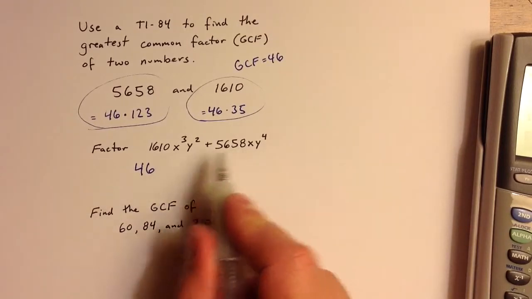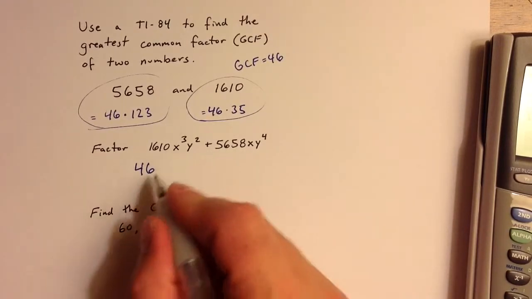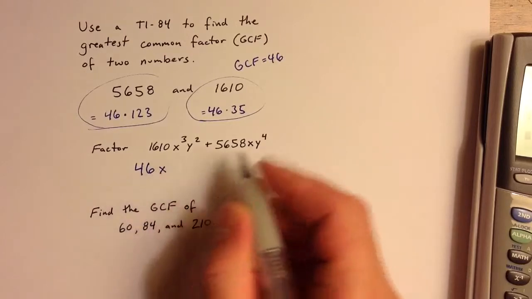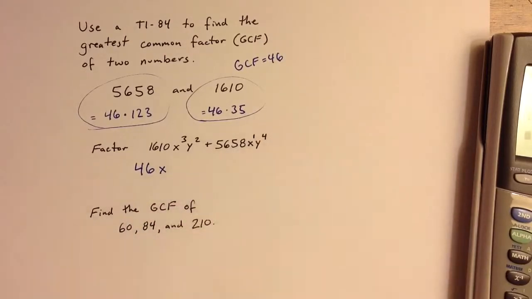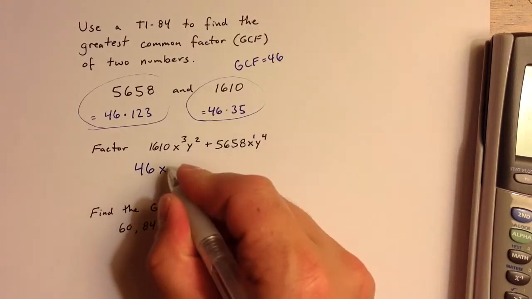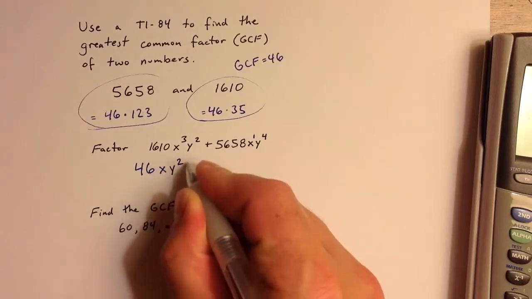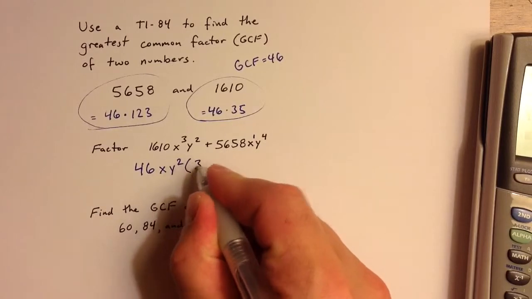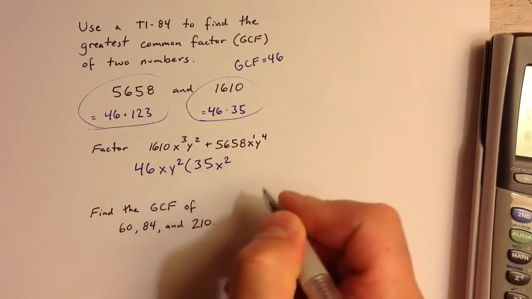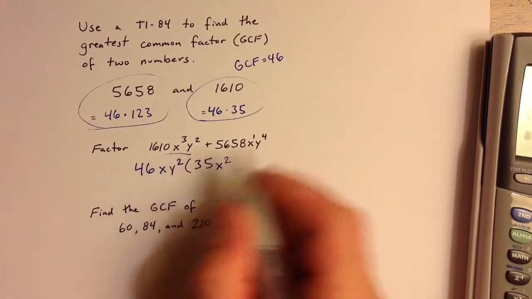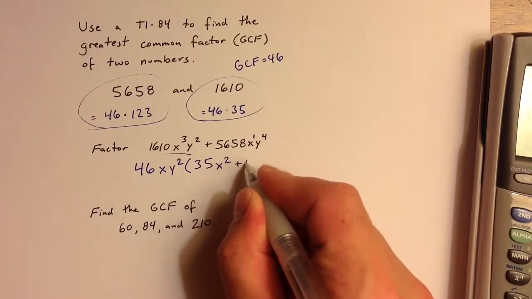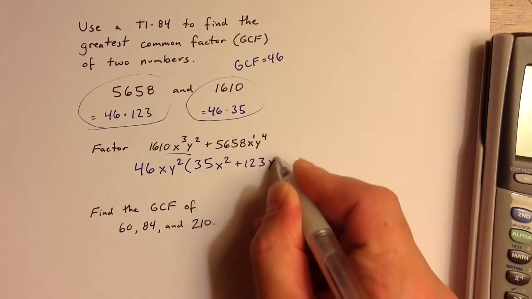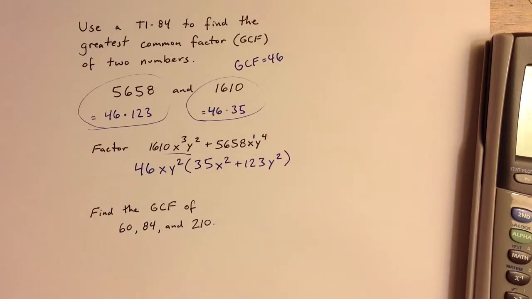For the variable part of the expression, I can factor out 1x, because that's the smallest exponent, is 1, and I can factor out 2 y's. Factoring out 46 leaves behind 35 x squared from the first term and 123 y squared from the second.